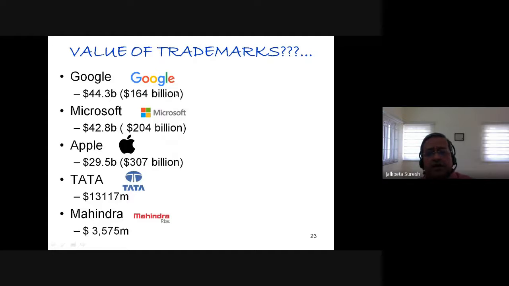If you look at the value of trademarks, you can see the Google 164 billion and Microsoft 204 billion. Apple's mark is worth 307 billion, and we have our own Tata mark and Mahindra, which is about 13,000 million, so on and so forth. So this is the value that companies derive from intellectual property. You have to bear in mind that the value indicated is not for the physical assets that they may have, but only for the intellectual property that is derived.